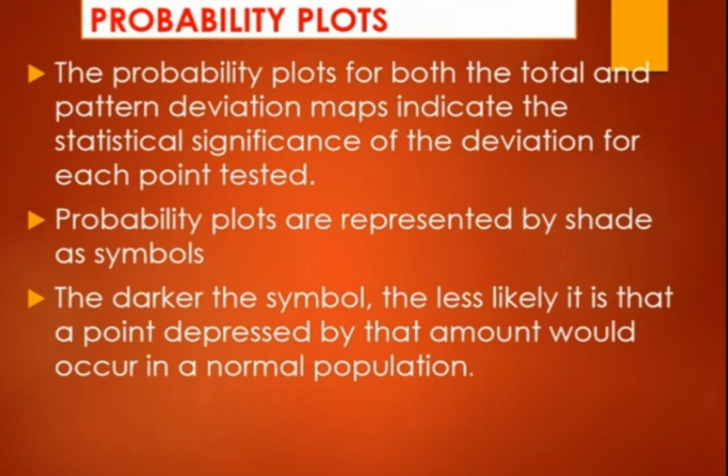The probability plots for both the total and pattern deviation maps indicate the statistical significance of the deviation for each point tested. The probability plots are represented by shades and, of course, symbols. The darker the symbol, the less likely it is that a point depressed by that amount would occur in a normal population. When we started, I showed us the symbols that represent less than 5% of the population, symbols that represent less than 2% of the population, symbols that represent less than 0.1% of the population, and then symbols that represent less than 0.05% of the population.